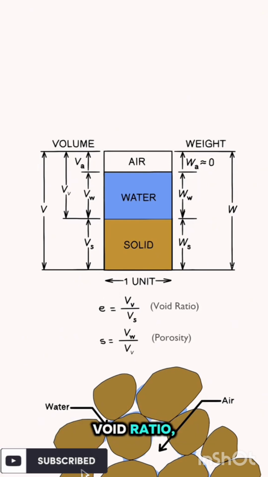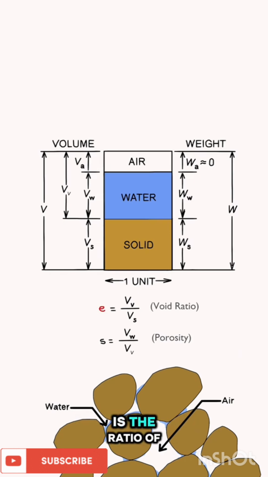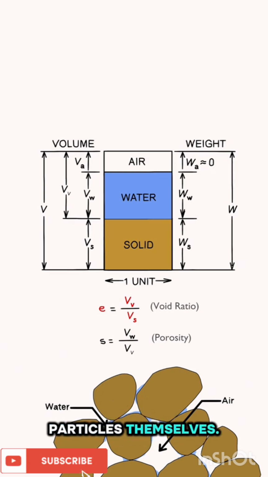The void ratio, usually written as e, is the ratio of the volume of voids to the volume of solids. It tells us how much empty space exists inside the soil compared to the solid particles themselves.